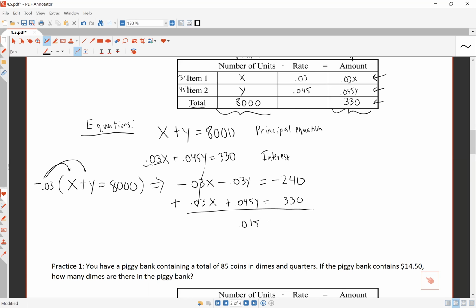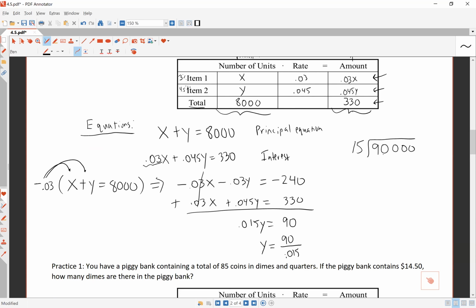0.015y equals 90. So y is equal to 90 divided by 0.015. Dividing 0.015 into 90, we take the 0.015, move the decimal over 3 spaces to the right. That means the 90 is going to get 1, 2, 3 spaces to the right as well.